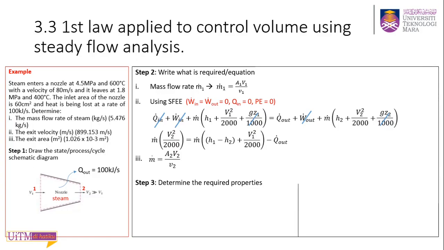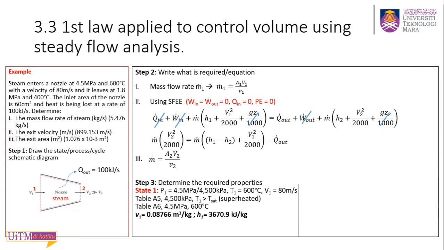Okay, for step 3, since the substance is steam, which is a form of water, we will use the property table to determine the required properties. Again, I would like to emphasize that please determine the phase of the substance at each of the states before reading the properties.